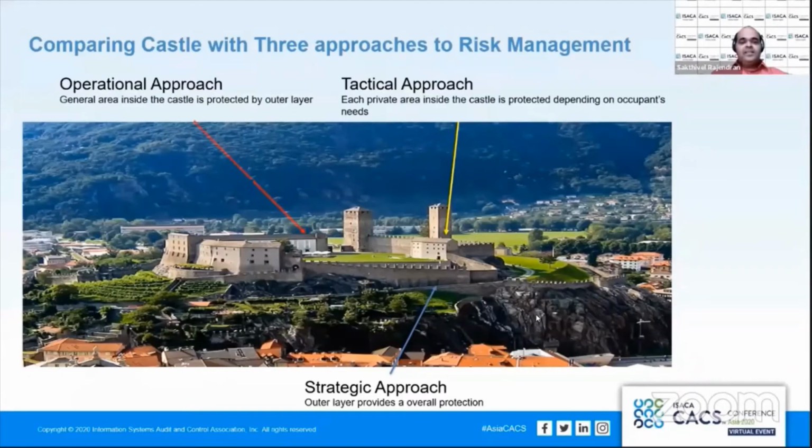Then inside the castle, there are areas equivalent to the applications commonly used within an organization. Though the outer layer provides protection, the general area inside the castle needs to be resilient to withstand attacks. And this is part of our operational approach. I hope this provides a little more clarity on the three approaches to cybersecurity risk management. Okay, let's get into the next one.